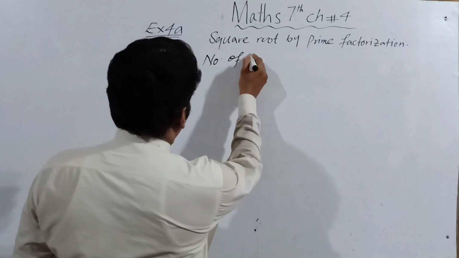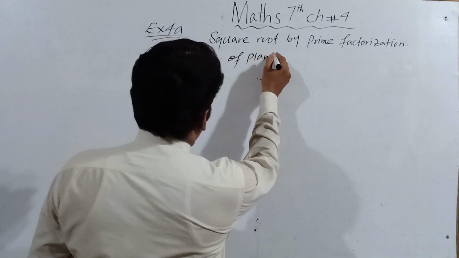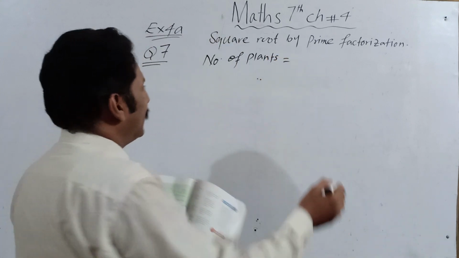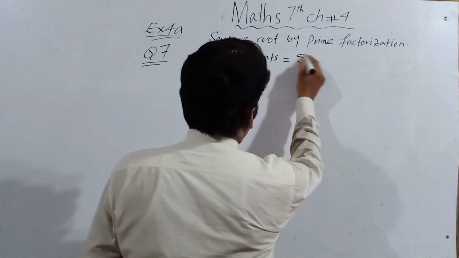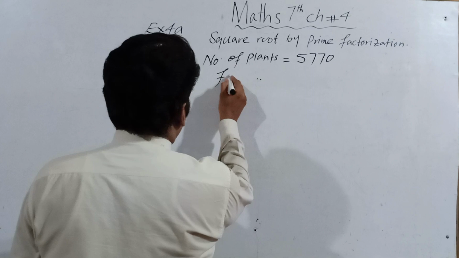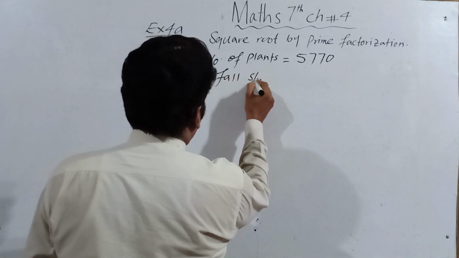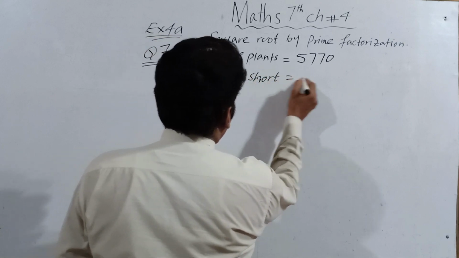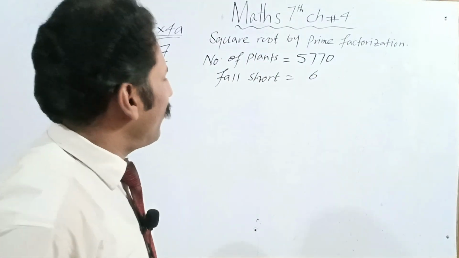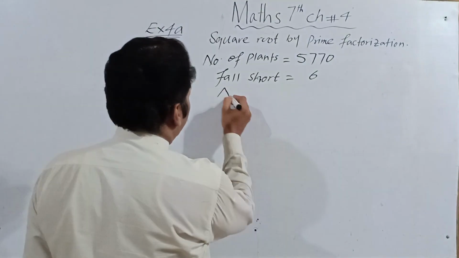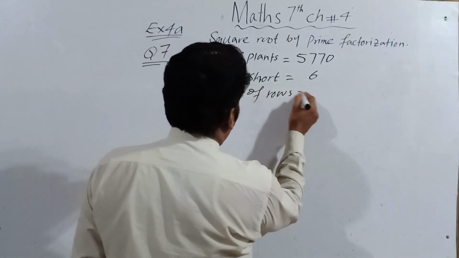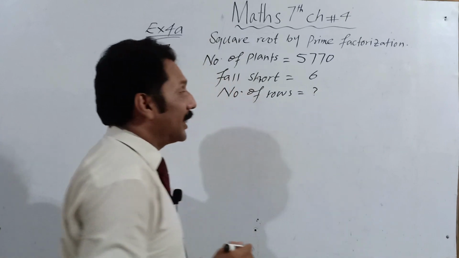Number of plants, that is 5,770, and fall short 6. Okay, number of rows we have to find. Number of rows, we want to find how many rows the gardener wants to make.